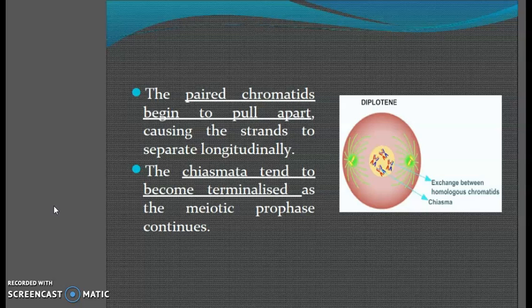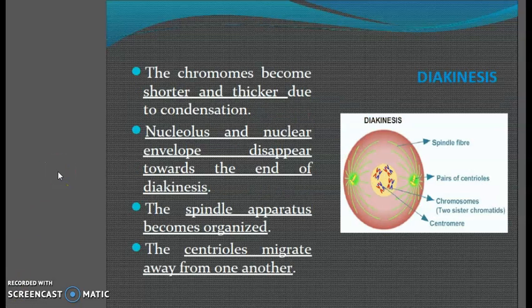The last stage in prophase 1 is diakinesis. The chromosomes become shorter and thicker due to condensation. The nucleolus and nuclear envelope disappear towards the end of diakinesis. The spindle apparatus becomes organized. The centrioles migrate away from one another.